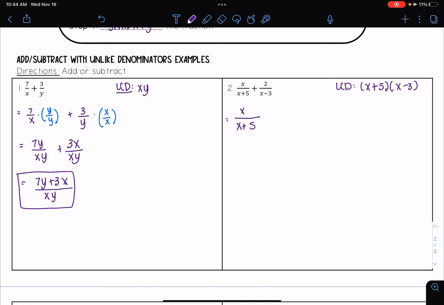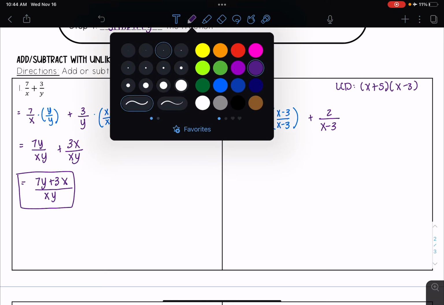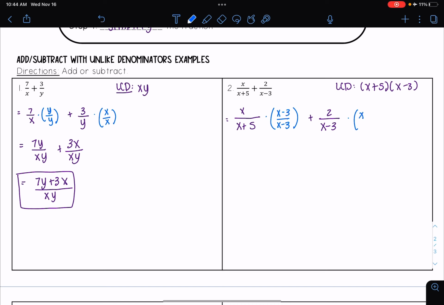With this one I have x plus 5. I'm missing the x minus 3. And so I need to multiply by x minus 3 on top and bottom. And then for this next one, this 2 over x minus 3, I am missing the factor x plus 5. So I need to multiply top and bottom by x plus 5. So when I do that, I have x times x minus 3 over x plus 5, x minus 3, plus 2 times x plus 5 over x plus 5, x minus 3.